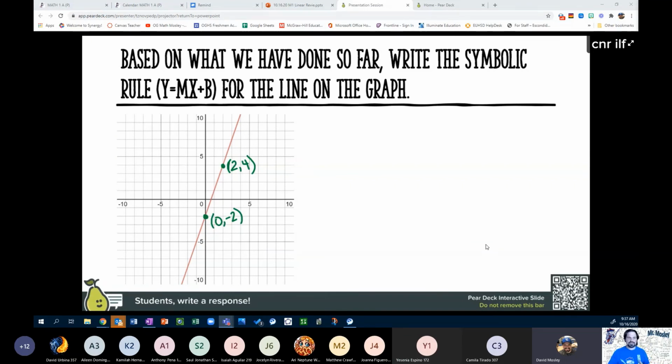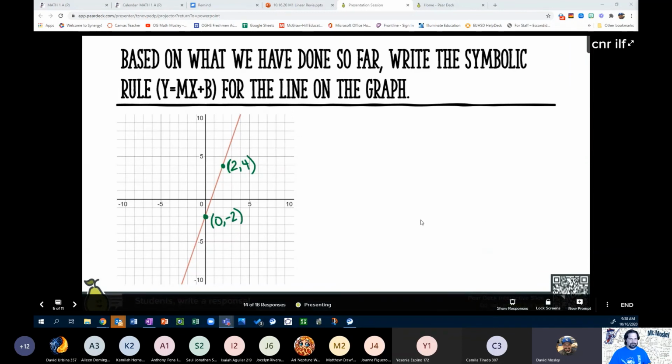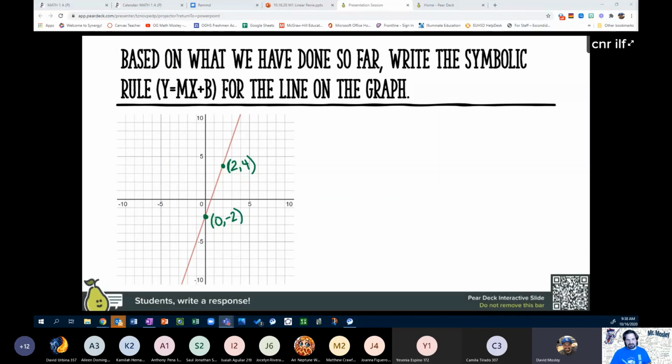What else can I clarify for you guys? What can I explain further? If you wrote y equals x times 3 minus 2, that's still technically correct. So x times 3 is still good.